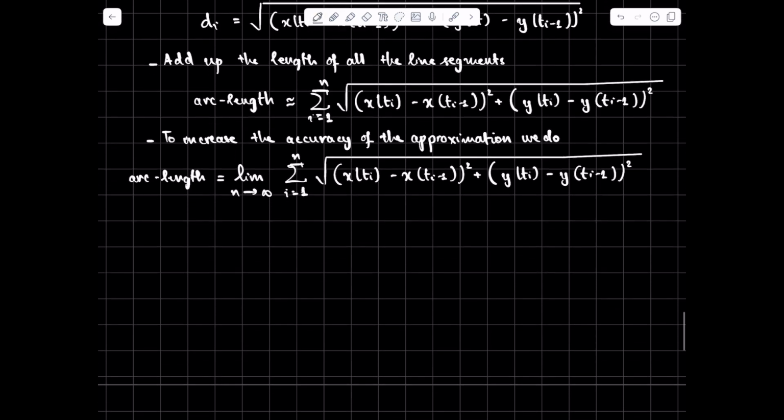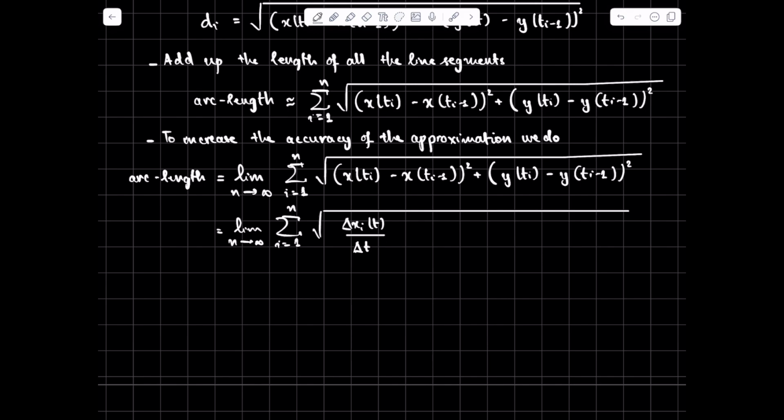So here we have the limit as n goes to infinity of the summation for i going from 1 to n of the square root of delta x sub i of t. So instead of keep writing the difference here, I'm going to use the notation delta x sub i divided by delta t sub i squared times delta t sub i, squared.